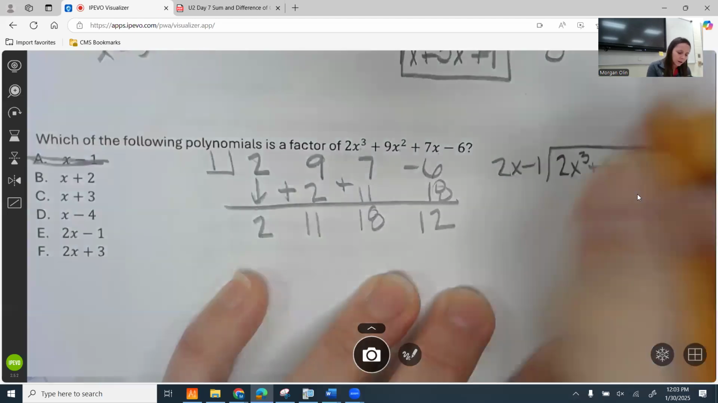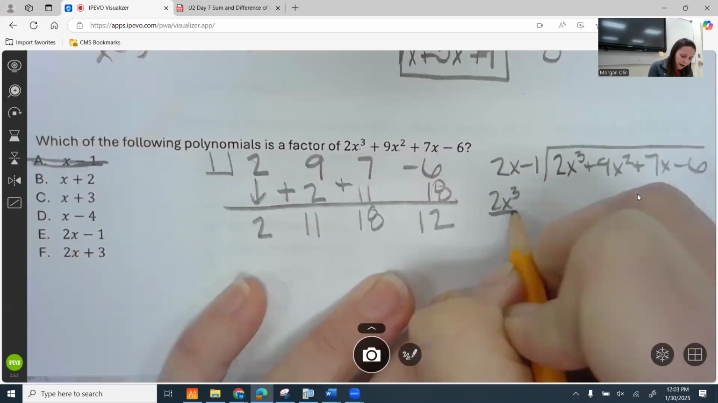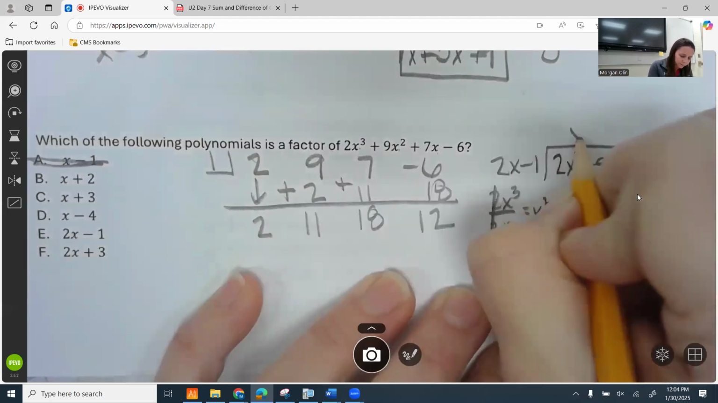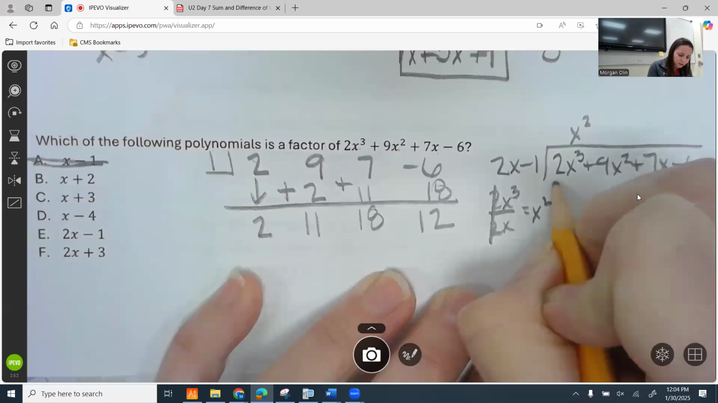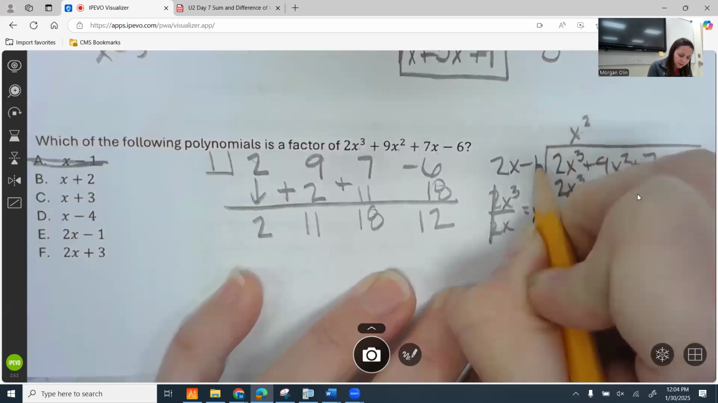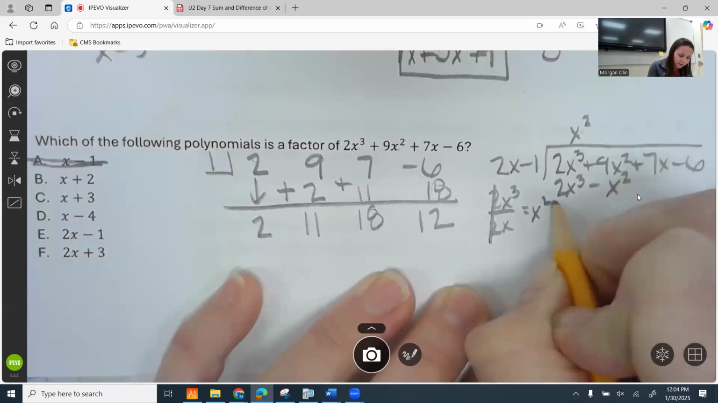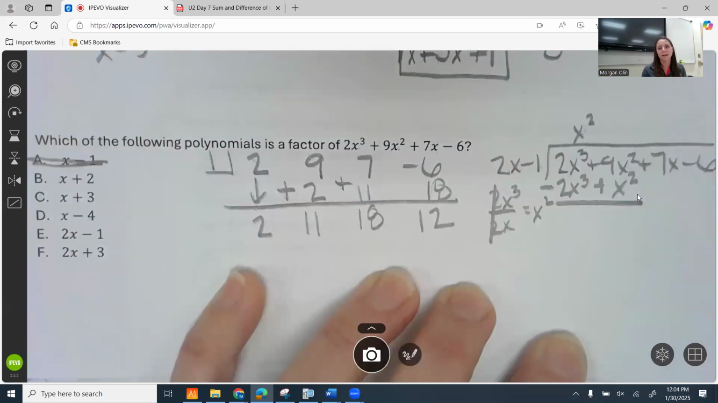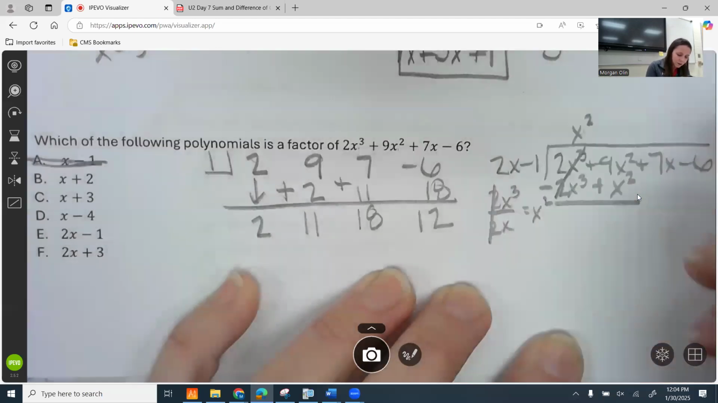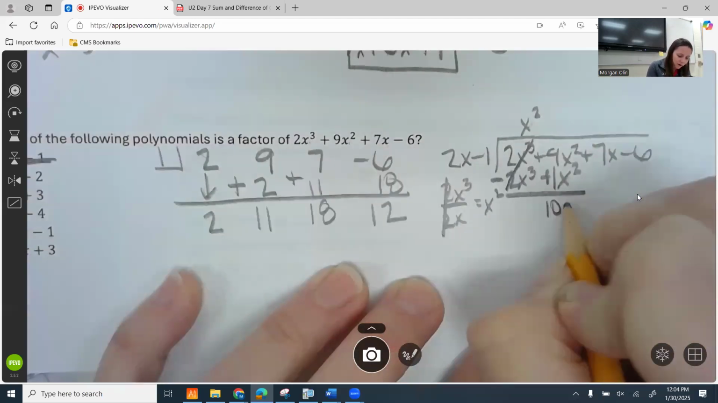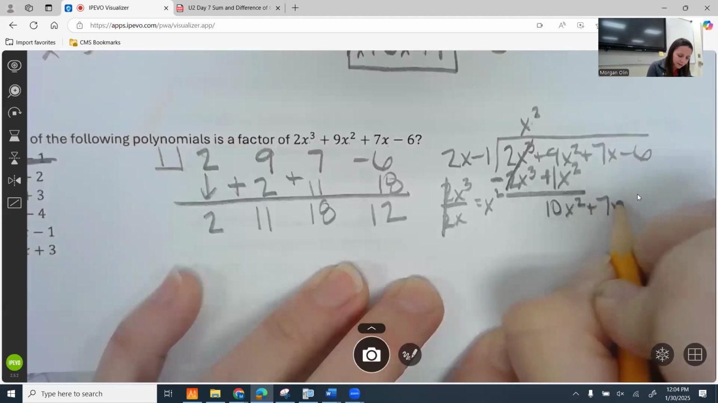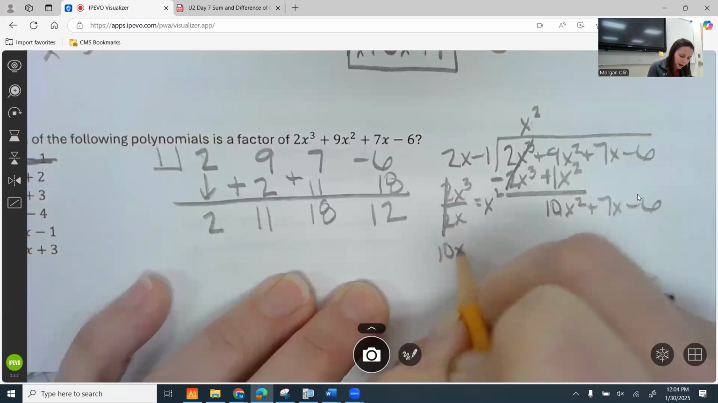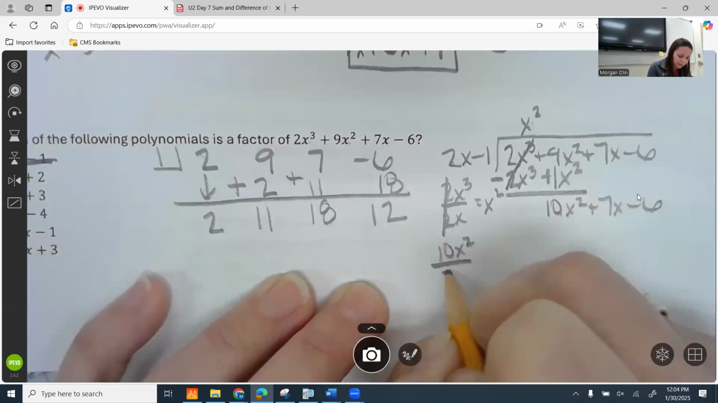So here, 2x cubed divided by 2x. Divide by 2, and I get x squared. X squared times 2x is 2x cubed. X squared times negative 1 is negative x squared. Now remember, we change our signs here because we're distributing the minus sign. These cancel, but when I add this, that makes 10x squared, plus 7x minus 6. Now do it all over again. Take this 10x squared, and you're dividing it by that 2x.